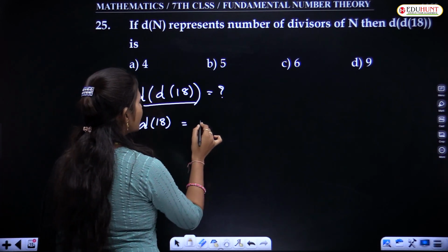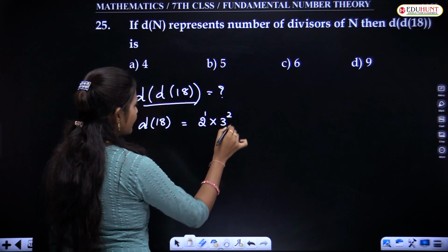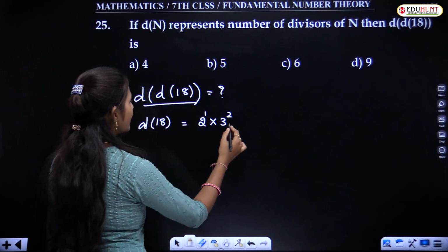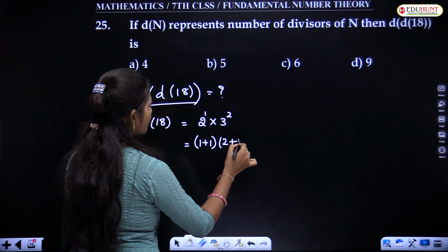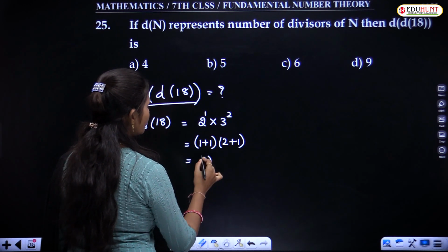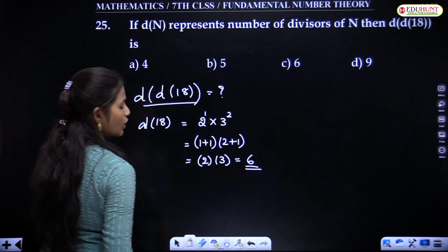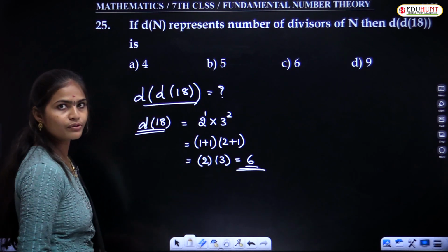So how to write this one? 2 9s only, no, 18. So 2 power 1 into 3 square we can write this. So here d of n is equal to (1 plus 1) into (2 plus 1). So here 2 into (2 plus 1) is equal to 3. So 2 3s are 6. Okay. So the number of factors is equal to 6. We have 6 factors here.